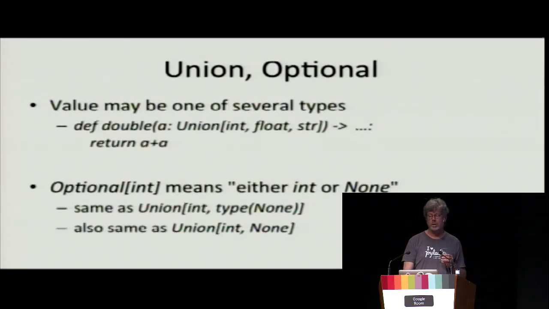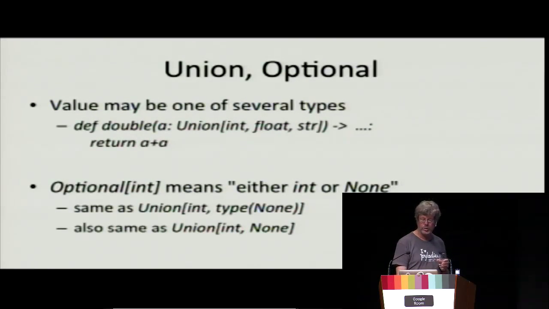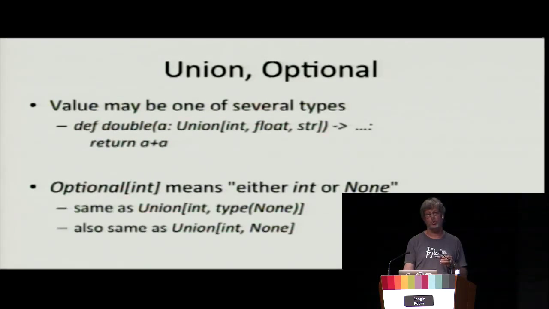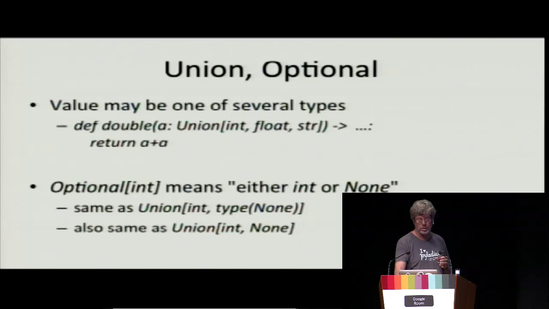The first thing that I haven't mentioned yet, which is pretty standard in type theory, is a union type. You could easily have a function that takes either strings or numbers as argument, and you might use a union like that. A very common special case of unions is an argument that is either a certain type or it's none, and we can express that using optional. Optional doesn't necessarily save you any characters to type, but it certainly gives a very clear intention to the human reader. The type checker actually just expands it to union of int and none.